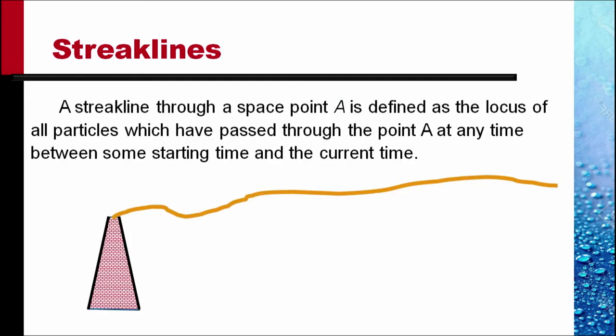Next, we talk of a streak line. A streak line through a space point A is defined as the locus of all particles which have passed through the point A at any time between some starting time and the current time. Thus, the plume of smoke coming from a chimney is a streak line, because every one of the smoke particles was at the mouth of the chimney at some time t earlier than the time at which this picture is taken.